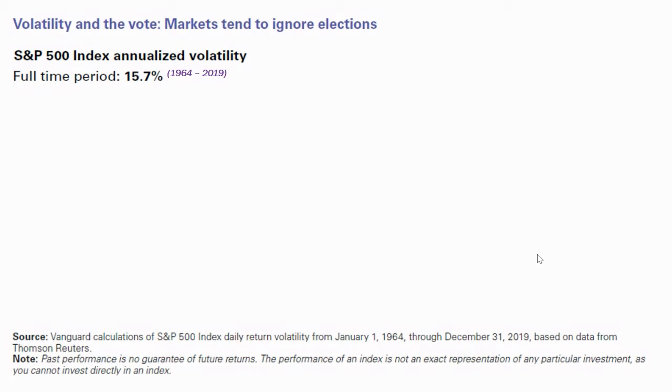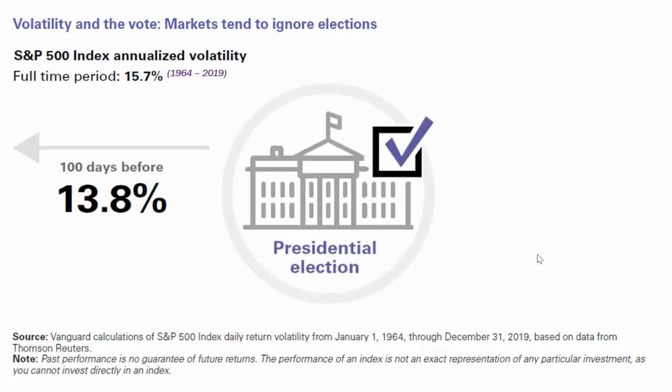Now, we've gone through a couple instances where that may not necessarily be an issue through different presidential administrations, different periods of time when we look at terms. But one of the things we wanted to measure and stack up is, does that ideology match up? Are elections directly related to more volatility in those years? And so traditionally from 1964 to 2019, the S&P 500 volatility is 15.7%. So what is it leading up to a presidential election? 100 days prior to a presidential election, volatility is 13.8%. So it's actually slightly lower.